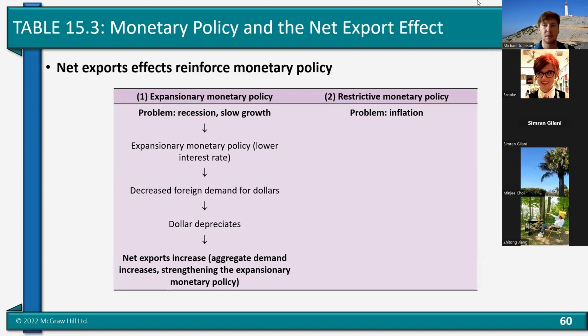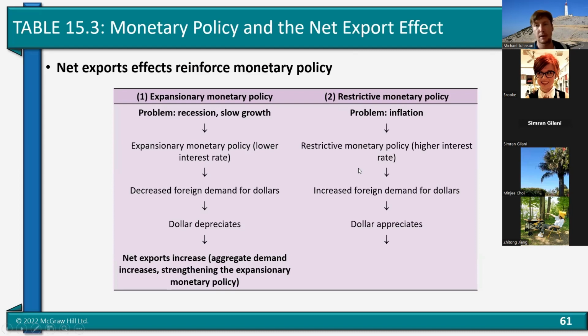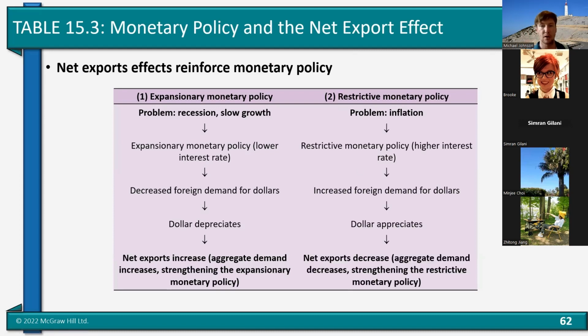And then restrictive monetary policy, problem inflation. Restrictive monetary policy means a higher interest rate, increased foreign demand for dollars, the dollar appreciates, and net exports decrease. So here, a higher interest rate will increase the value of our currency, and net exports will decrease. So higher interest rate, higher value of our currency, lower net exports. Economy shrinks. So this is a good graph here showing everything that goes on.